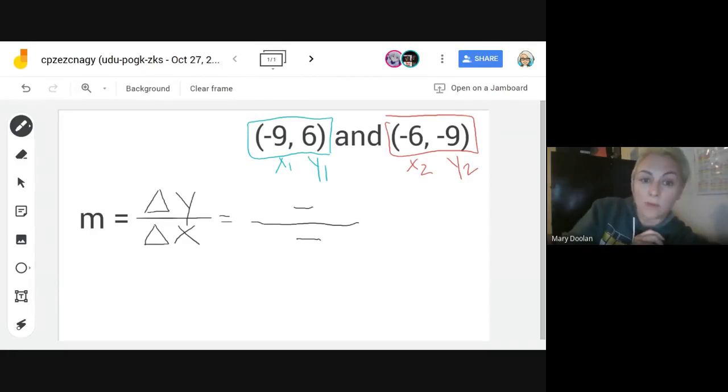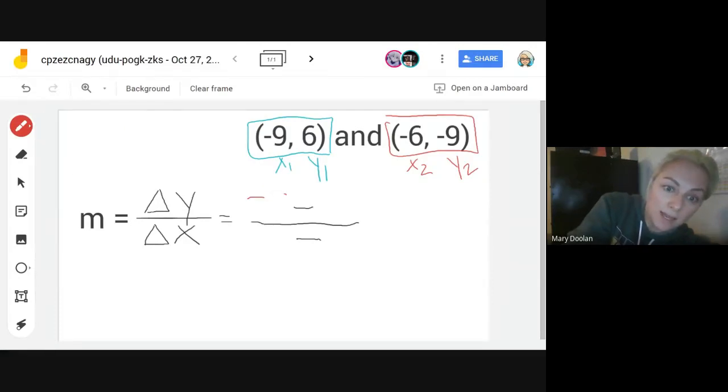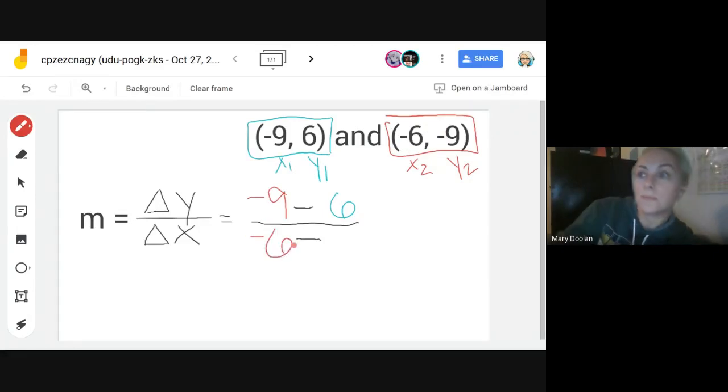In the numerator, I'm going to subtract my y values. Now, the order that I choose to subtract them doesn't matter. Okay, I could put the 6 first, or I could put the -9 first. It really doesn't matter. So maybe, since I already grabbed red, let's go ahead and put -9 first, and then I'm going to put 6 second. Now, because I've put -9 first, I have to use x2 in the first location in the denominator. So x2, the change in x, it's going to be, now you guys keep the ordered pair together, all right? So -9, -6, I got to keep that together. So it's -6 here.